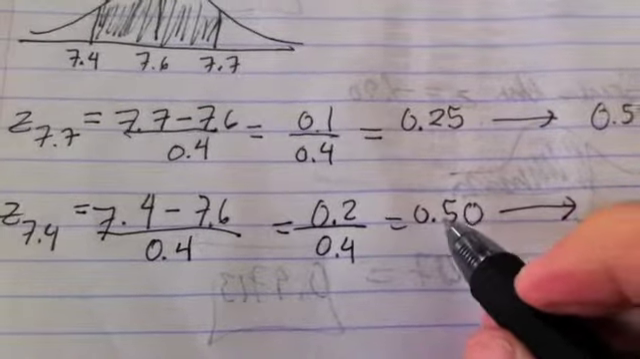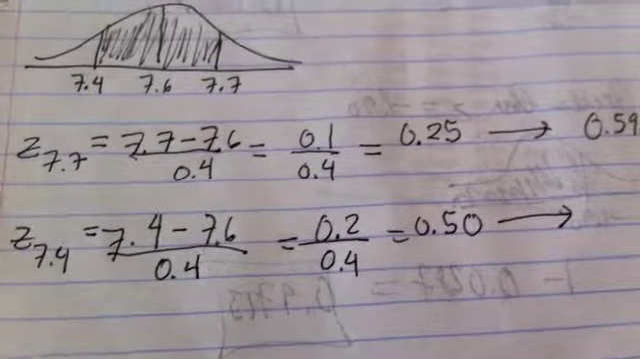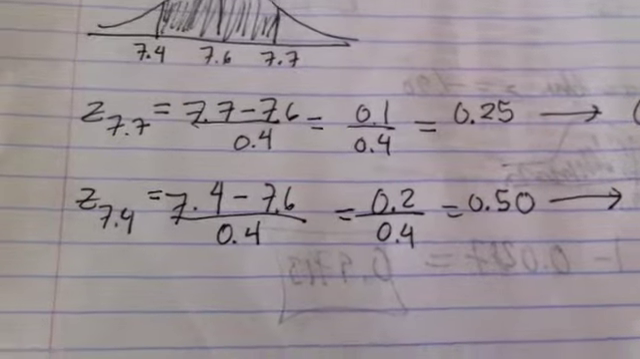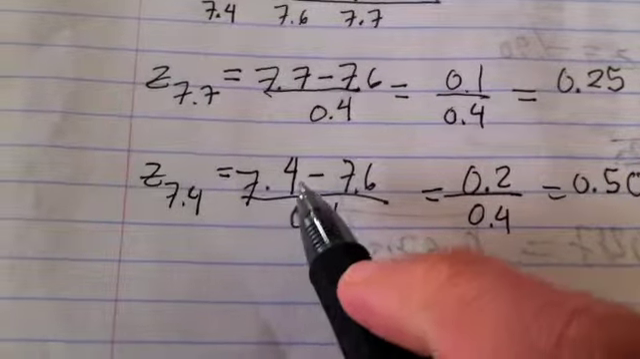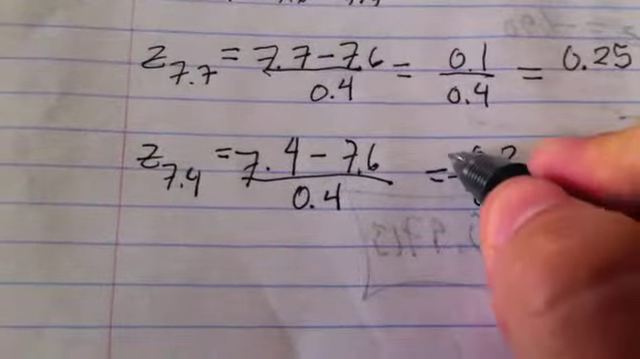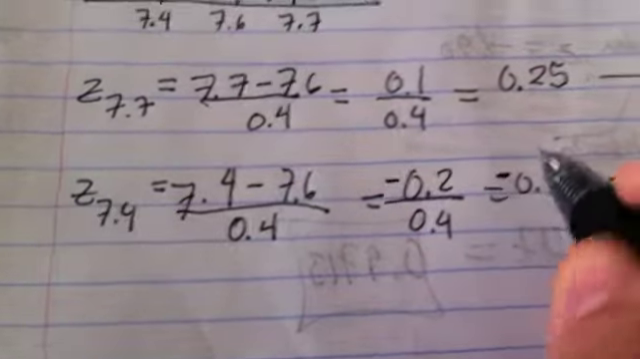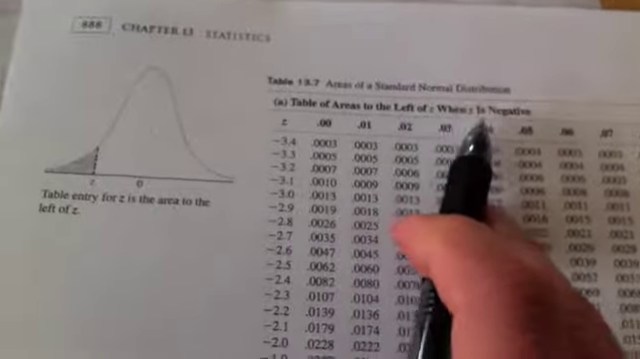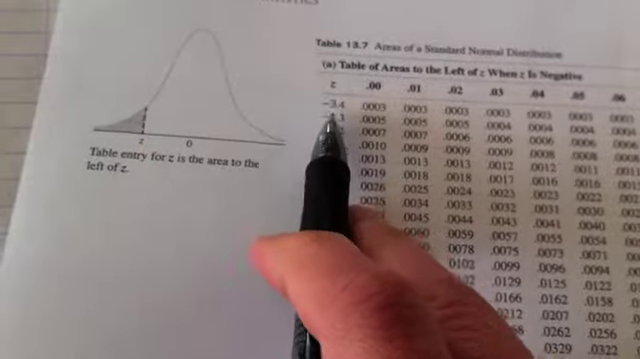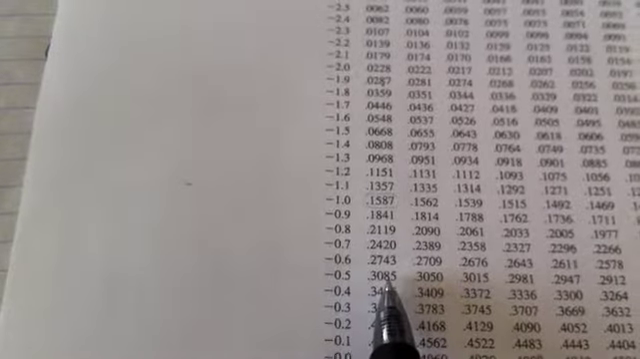So if I've got a z-score of 0.5, it's positive. It shouldn't have been positive, it's negative, right? Because 7.4 minus 7.6 is negative 0.2. So that's negative 0.5. So I'll look at the negative z-scores, negative 0.50. So 0.3085.